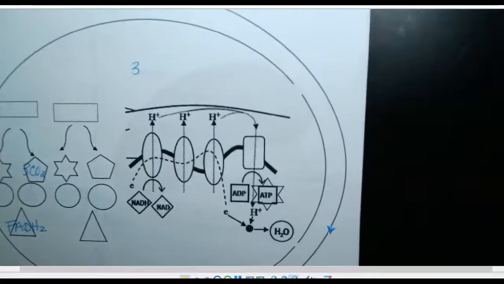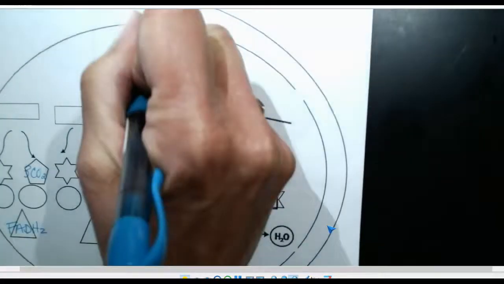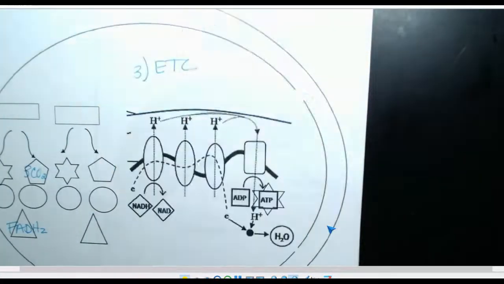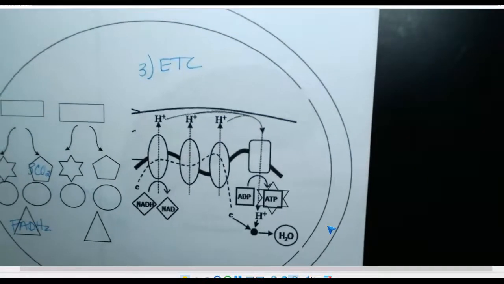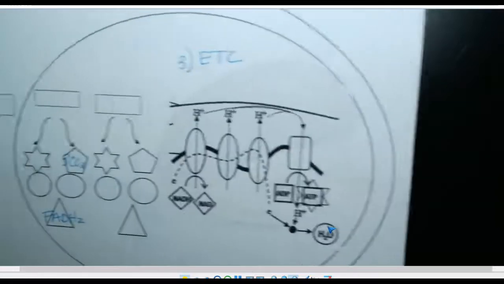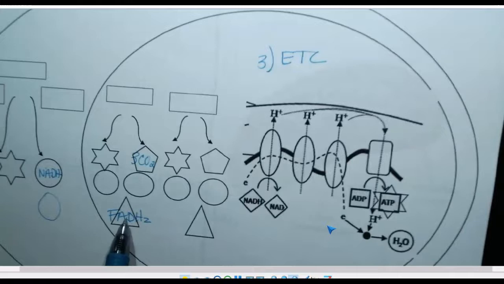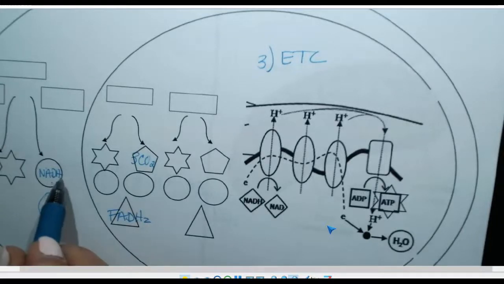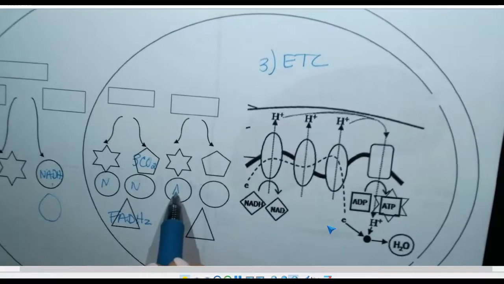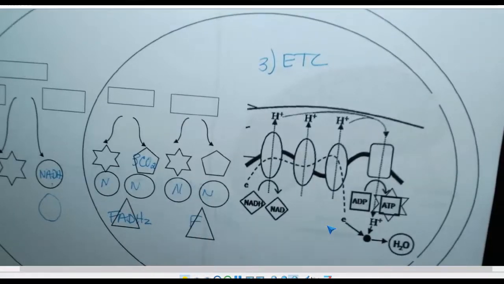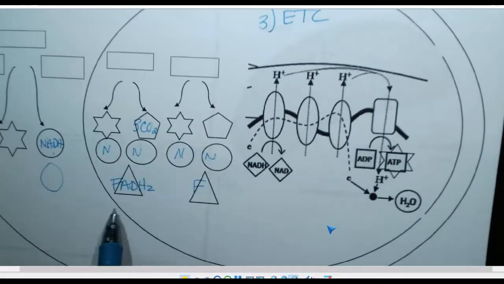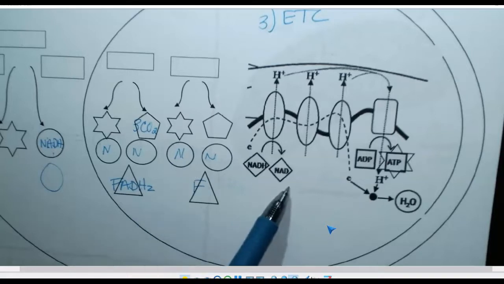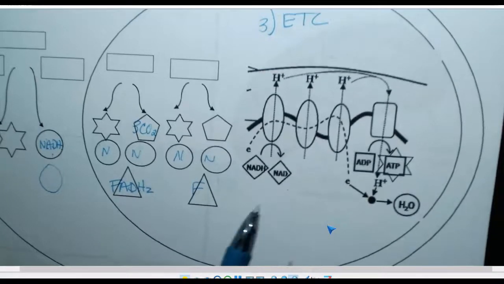So now we are going to hit the last stage, and this is stage 3. Here we go. Hope you guys can see. This is stage 3, and this guy is called ETC, the electron transport chain. Okay, so I'm going to move these back and forth. All of these NADHs, which are here, here, here, here, and your FADH2, all of these guys that carry electrons and hydrogens are going to move into the electron transport chain, and they're going to drop off their hydrogens and they're going to drop off their electrons.